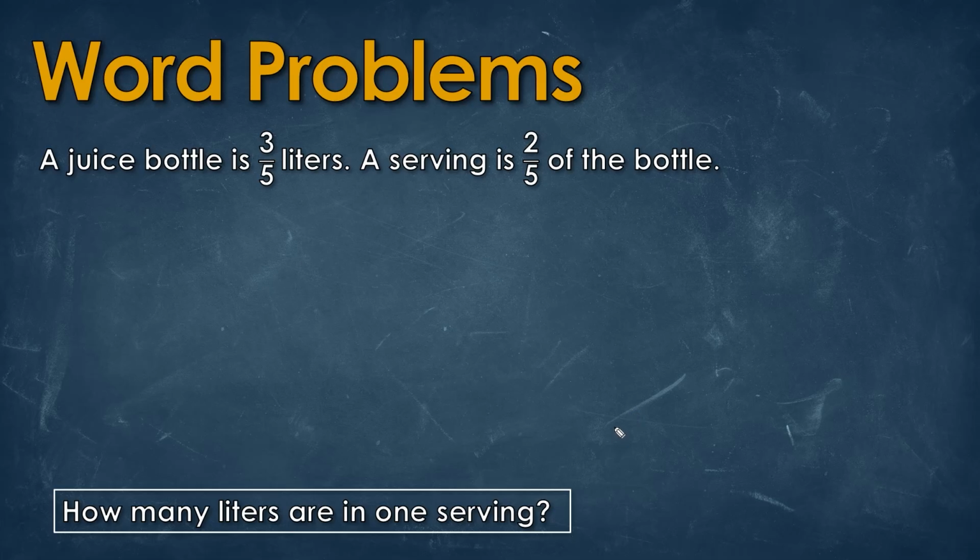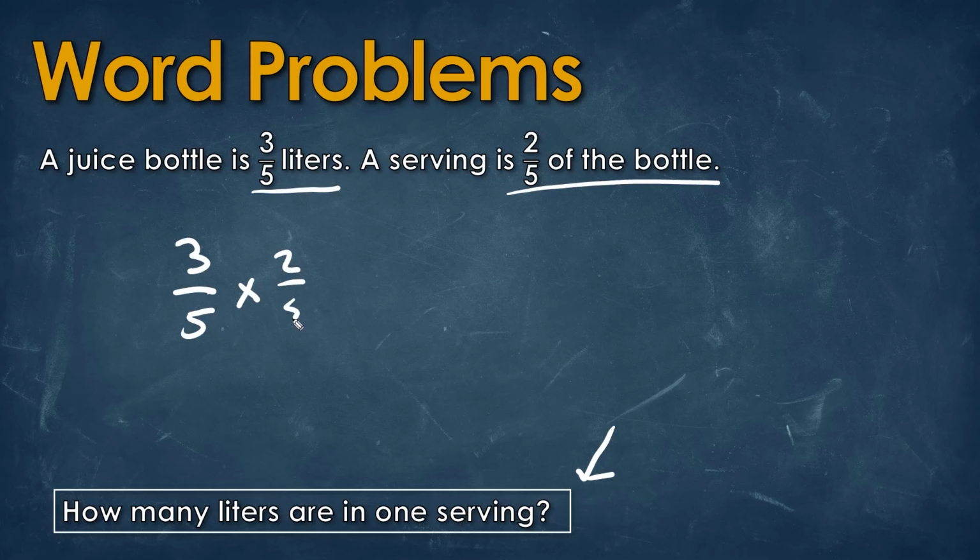So for this one, let's take a look at the question again. It says, how many liters are in one serving? So we need a little bit more context. It says we have a juice bottle that is 3/5 liters, and a serving is 2/5 of that bottle. Well, we have this. We're going to multiply those two numbers together. So 3/5 times 2/5.